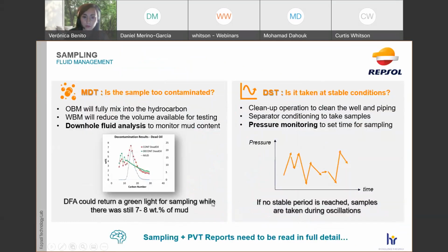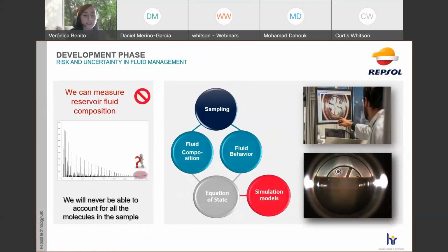So sampling is one of the most important activities during the development phase, making it possible to recover a reservoir fluid sample that can be analyzed in our laboratory. However, the main challenge we have with this analysis of the fluid samples is the fact that we cannot measure the full reservoir composition. The crude samples are composed of a huge number of components that cannot be measured in a chromatographic analysis. So we need to make a set of assumptions, playing with a grouping of components called pseudo-components for the composition from C7+.